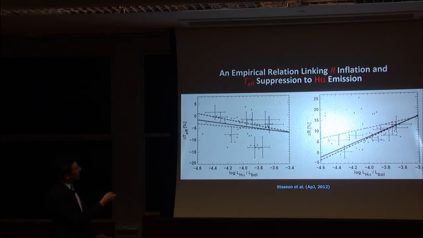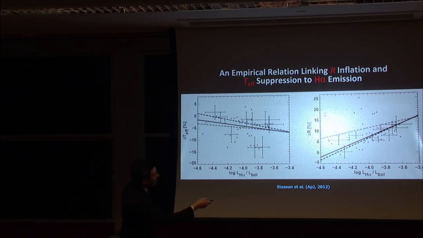There's scatter, but the best fit relationships between the strength of the chromospheric H-alpha emission and the amount by which the star's temperature is cooler than you expect, and simultaneously its radius is larger than you expect, is shown by these best fit relations. And just to give you a sense of how this goes, at some nominal chromospheric emission level, say here, you have a temperature suppression factor of 5% and a radius inflation factor of like 10%.